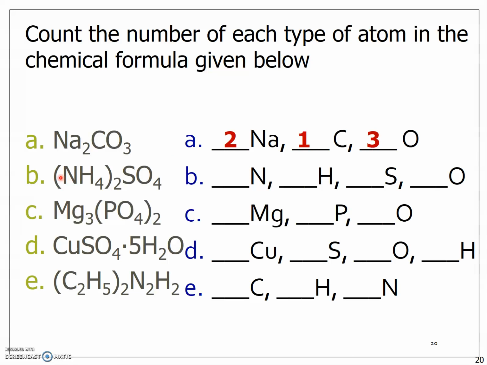Here, we do have parentheses, so whatever is outside the parentheses gets multiplied with everything inside. So there's 2 nitrogens, not 4 hydrogens but 8, 1 sulfur, and 4 oxygens outside. And you can continue on with the other examples.